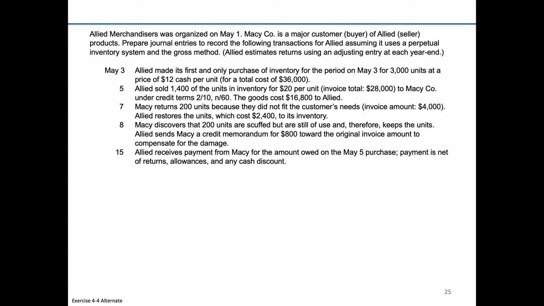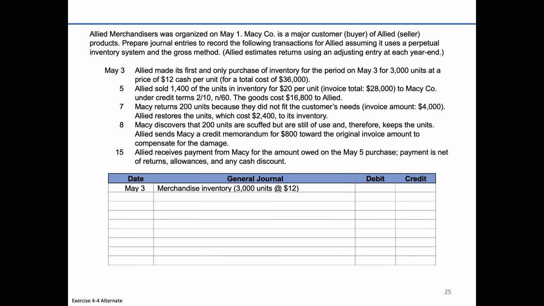So let's take a look at the first transaction. It says Allied made its first and only purchase of inventory for the period on May the 3rd for 3,000 units at a price of $12 cash per unit for a total cost. The total purchase price was $36,000. So what two accounts would be involved in this transaction?